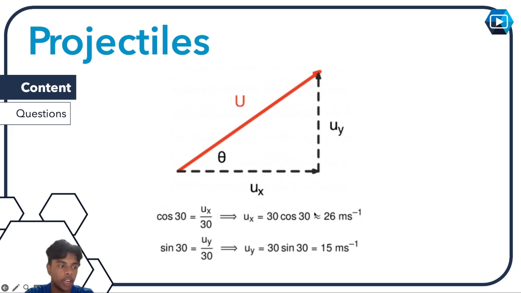The same principle can now be applied for the vertical component, where sine 30 will be equal to opposite over hypotenuse. So sine 30 will be equal to uy divided by u. Right, so uy is going to equal u sine theta. In other words, if we continue with the same principle where the angle is 30 degrees and u is equal to 30, then sine 30 is going to equal uy divided by 30, which will equal 30 sine 30, which will be 15 meters per second.